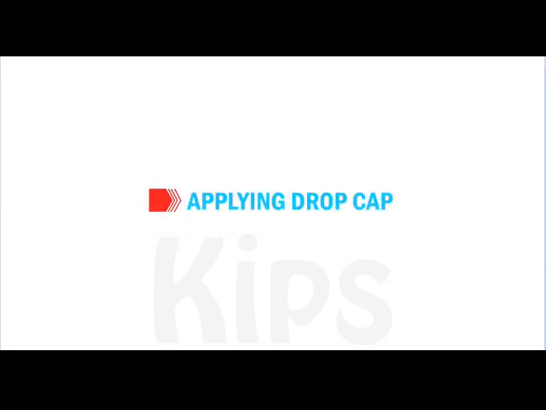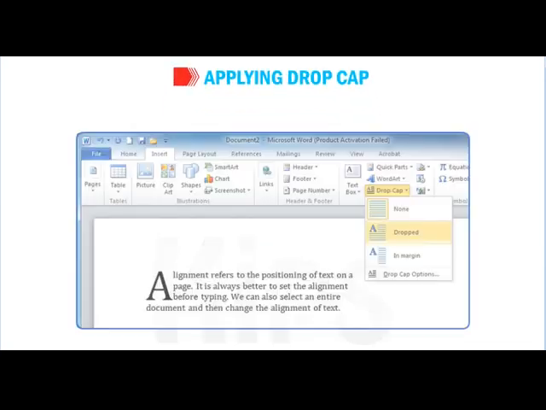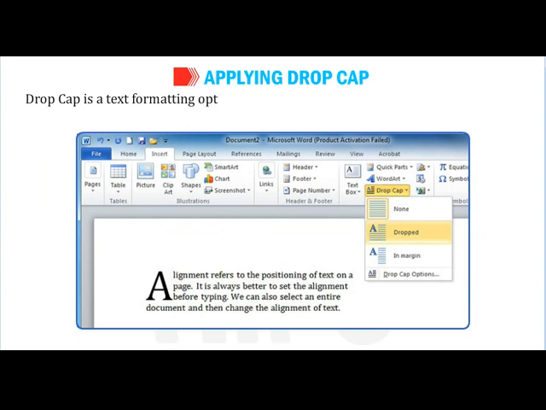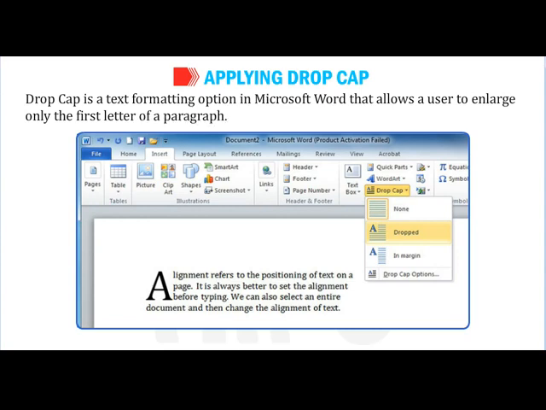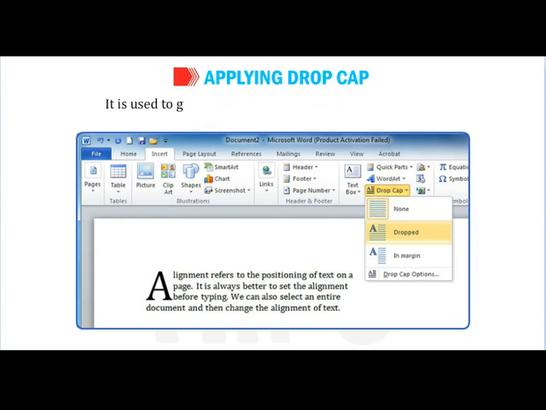Let us talk about applying drop cap. Drop cap is a text formatting option in Microsoft Word that allows a user to enlarge only the first letter of a paragraph. It is used to give a graceful and fancy look to a document. To apply the drop cap effect, follow the given steps.